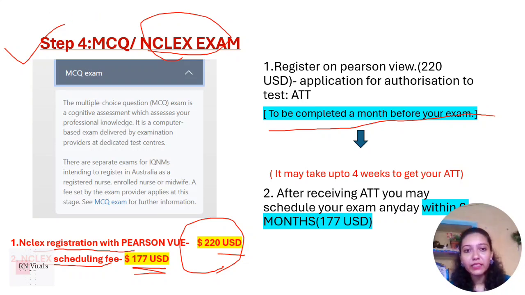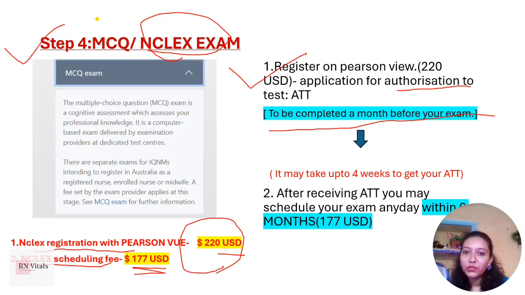Because there is a certain sequence of process which you have to follow. So the first thing after portfolio you do is register on Pearson View. It simply means that you're applying for authorization to test. Now, authorization to test or ATT is nothing but a receipt to enter into your exam hall. In fact, even to schedule your NCLEX RN exam, you'll need your authorization to test.